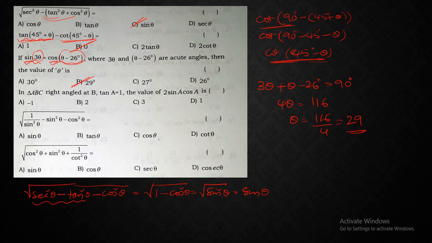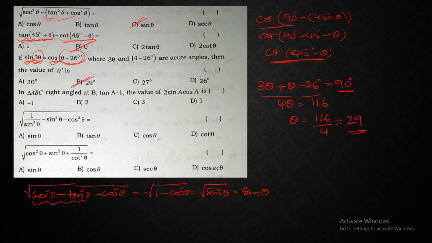So likewise you can simply do it. What we have done here: if sin is equal to cos, tan is equal to cot, cosecant is equal to secant, if such situations are given, simply add those angles and make it equal to 90 degrees. Right, next moving on to one more question.